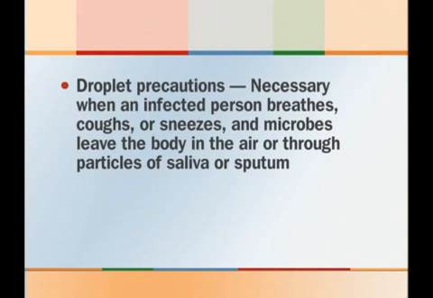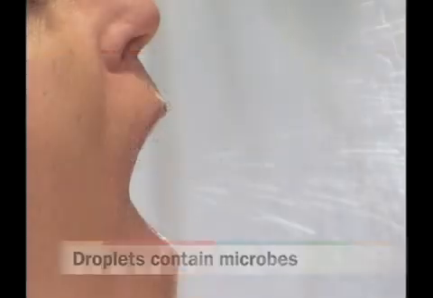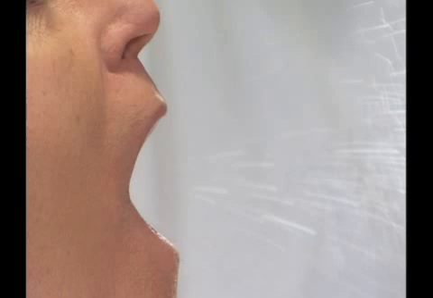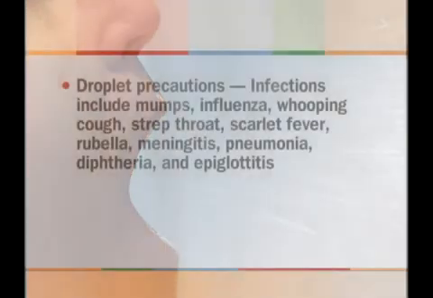Droplet precautions are necessary when an infected person breathes, coughs, or sneezes, and microbes leave the body in the air or through particles of saliva or sputum. As these particles spray through the air, they dry out and remain in the air for a long time. Like dust, the dried out droplets containing microbes are in the air we breathe and on the surfaces we touch.